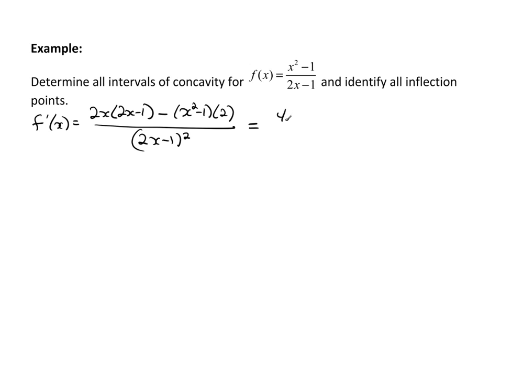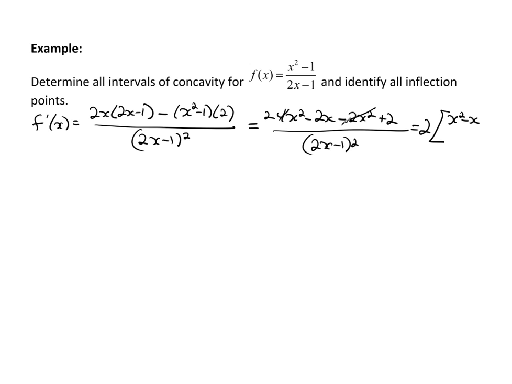See, this could be equal to 4x squared minus 2x minus x squared. Whoops, need to distribute that too. Minus 2x squared plus 2 all over 2x minus 1 squared. Well, this will combine, and then I can factor out a 2 and get 2 times x squared minus x plus 1 over 2x minus 1 squared. So there's my first derivative.